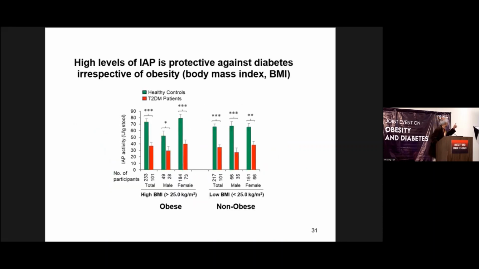And a high level of IAP is protective against diabetes irrespective of obesity. Obesity has nothing to do with diabetes. If your IAP level is high, you don't have to worry about obesity. So obesity is causing diabetes? No. If your IAP level is high, you are okay. It's in the left column. The obese, the green one, they don't have any diabetes, and IAP level is very high.